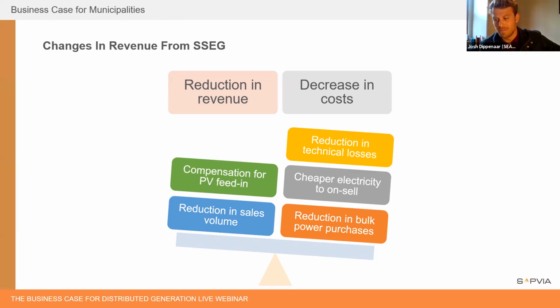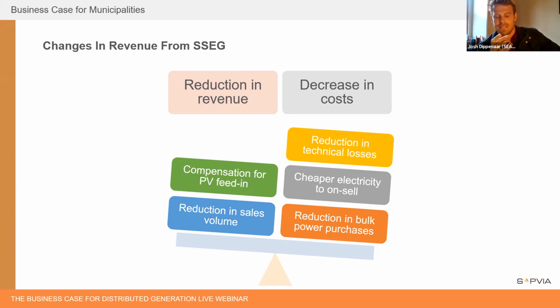So the first point is that solar PV does impact a municipality's revenue. There's no disputing that. The main reason is that on the left-hand side, the blue block says that solar PV does reduce the sales of a municipality. But on the other hand, the orange block says that while the sales are reduced, there's also a reduction in the amount of electricity that the municipality needs to buy from Eskom. So that doesn't quite balance it out, but those are two elements of the revenue impact.